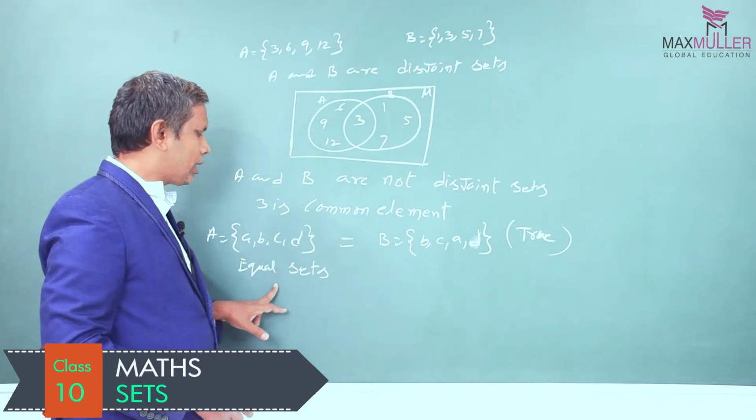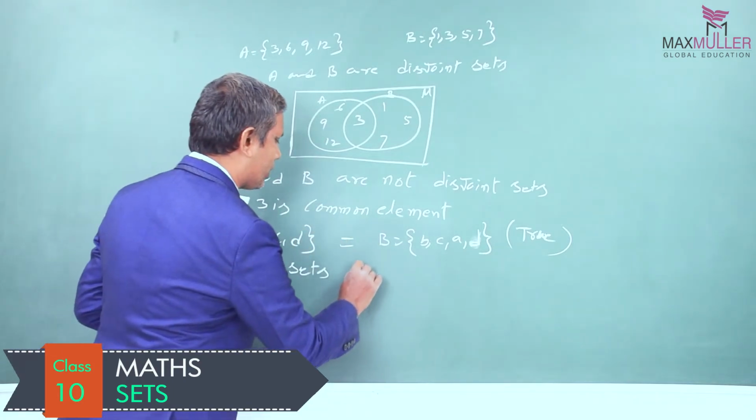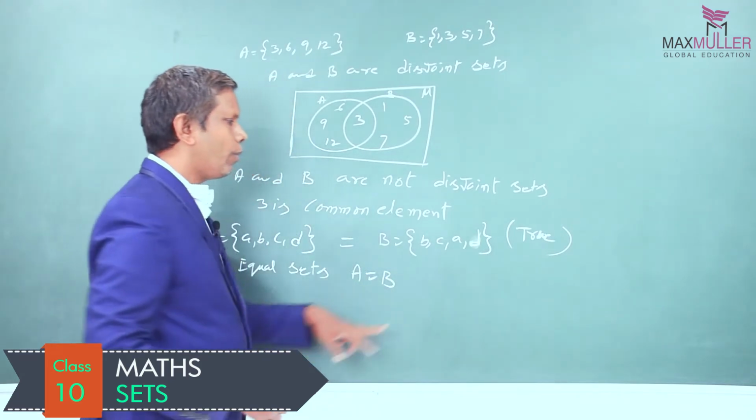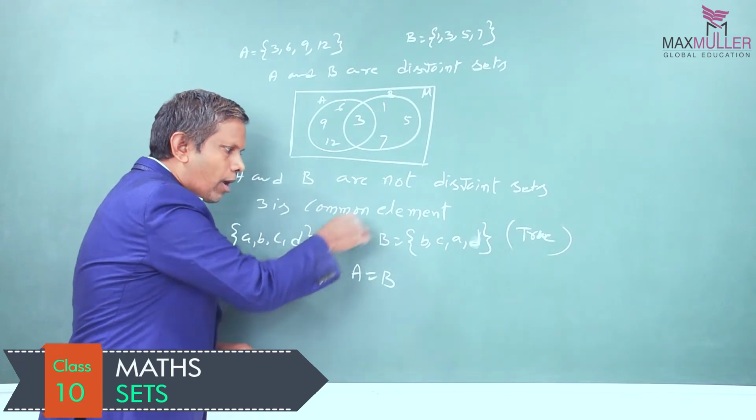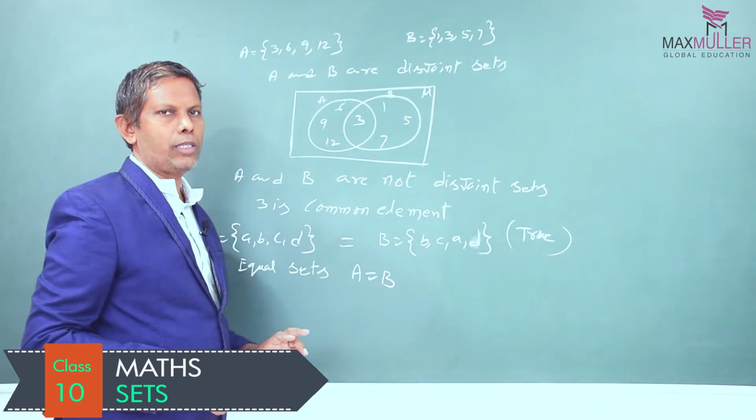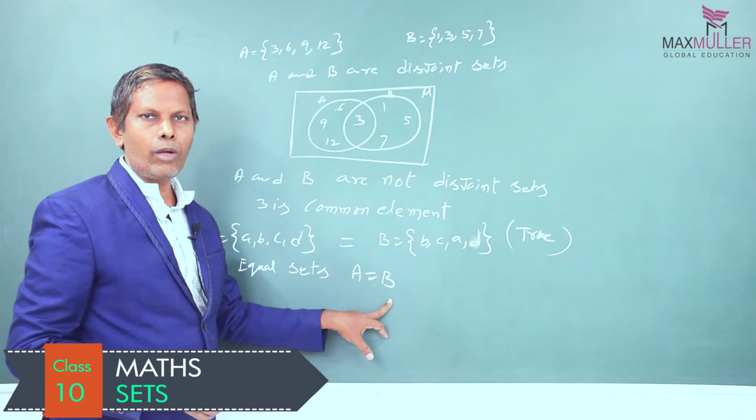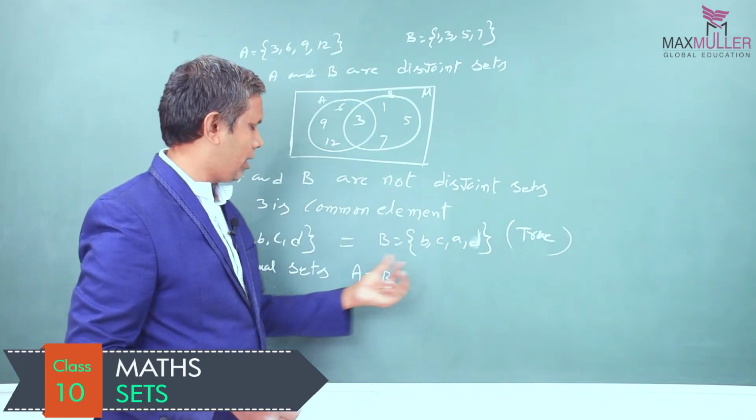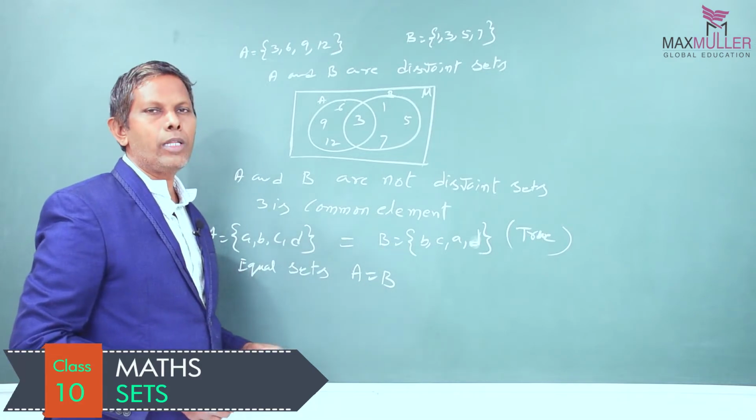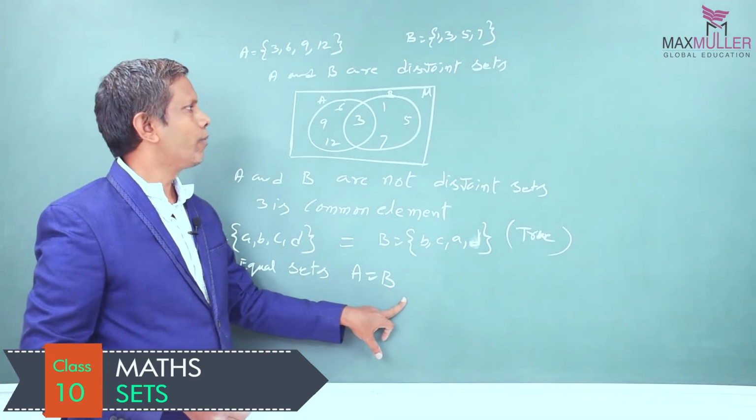Now, these two are said to be equal sets. A is equal to B. True only, they have given equality. If here they had given not equal, then it is false. Why? Because A equal to B: each and every element of A is an element of B, then you can write equal sets, A is equal to B.